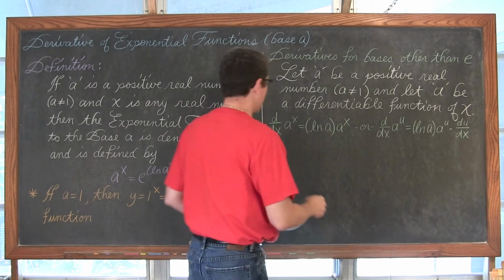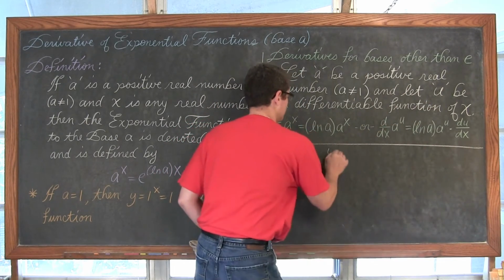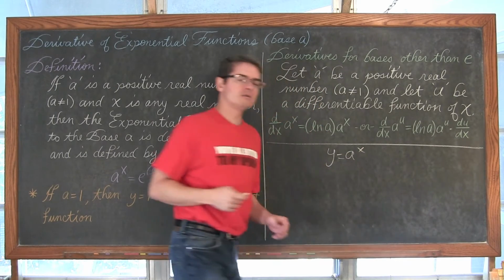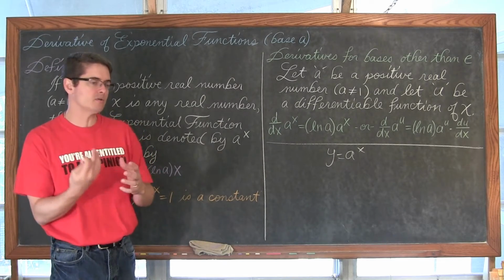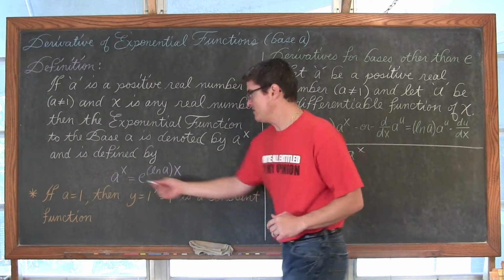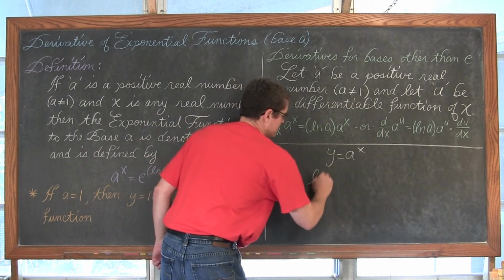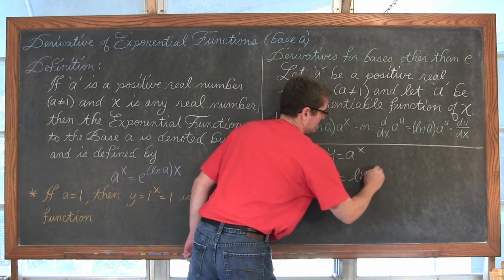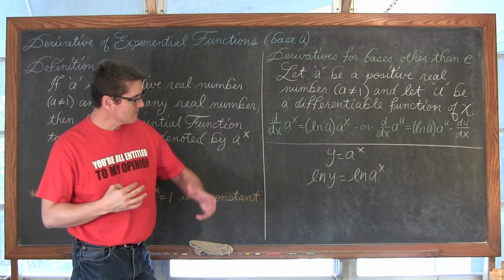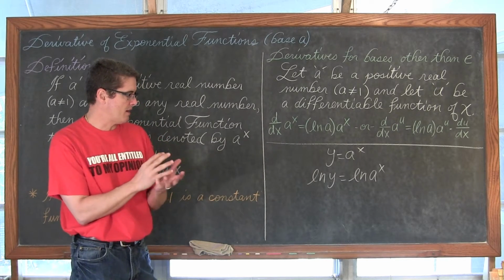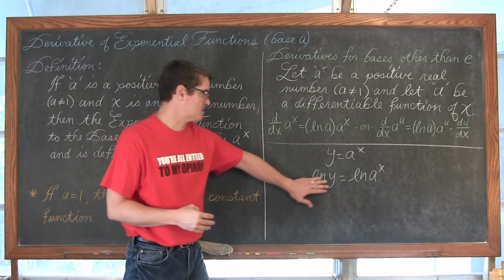If I write y is equal to a to the x, kind of like a separate little section here, well, I can take that function and apply the natural log to both sides. I'm basically going to show you the steps that it takes to change this base a to base e. So if we take the natural log of both sides, I want to get this left-hand side of the function back to just a simple y.